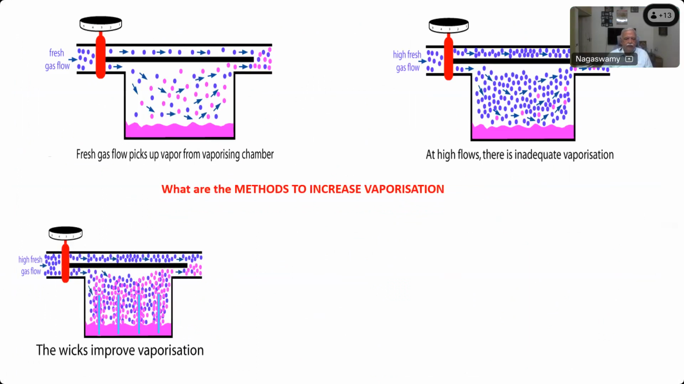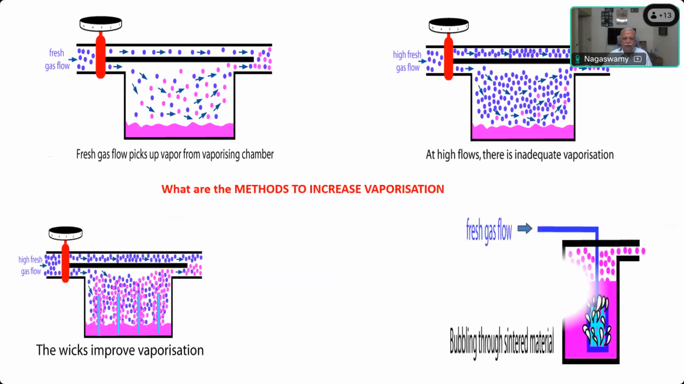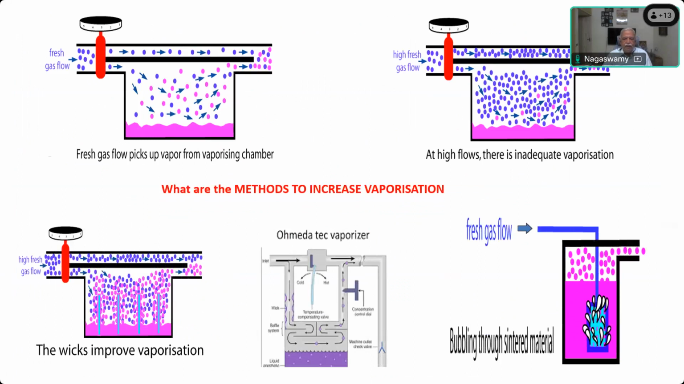So the wicks which I told you will improve the vaporization, or you can bubble through, as in the Tec vaporizers. You have baffling, where the gases go through just like a diversion for the metro. It goes through so many circles, so it takes longer time inside the vaporizing chamber to pick up more vapor. This is called baffling. This is called wicks incorporated. This is bubble through, and this is the difference between a low flow and a high flow.